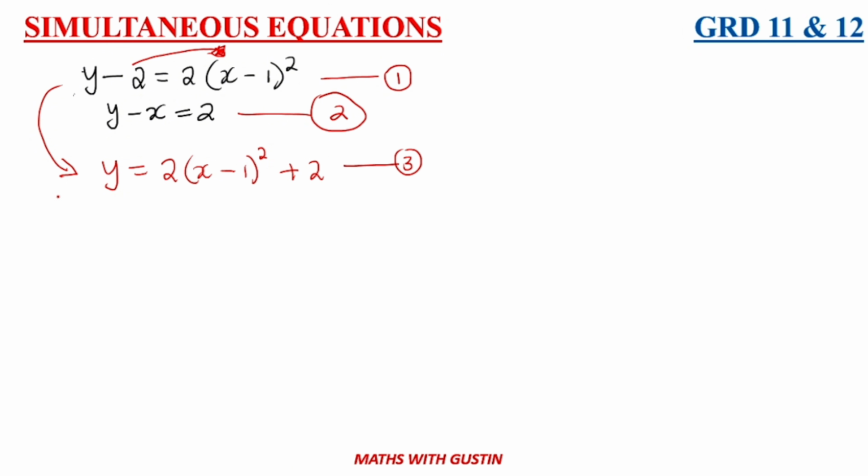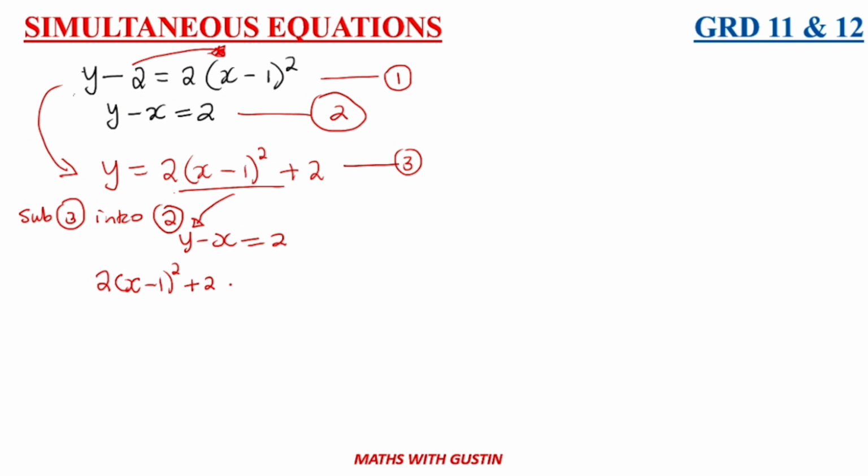So what do you do when you have something like this? You're going to say, we're going to substitute equation number 3 into equation number 2. Right. So therefore, this is equation number 2 here. Y minus x is equal to 2. So wherever there's y, we are going to put this whole expression here. We're going to put it there. Right. So therefore, we're going to come here and say 2 (x minus 1) all squared plus 2 negative x is equal to 2.